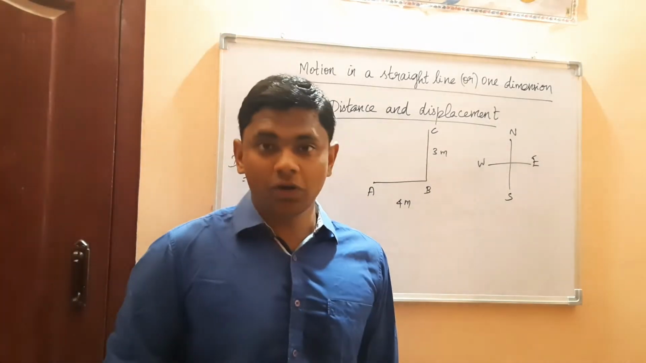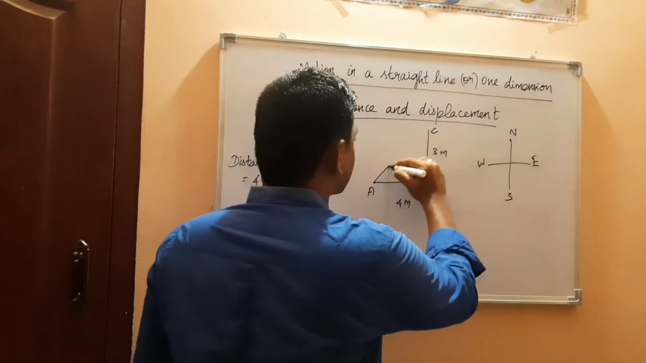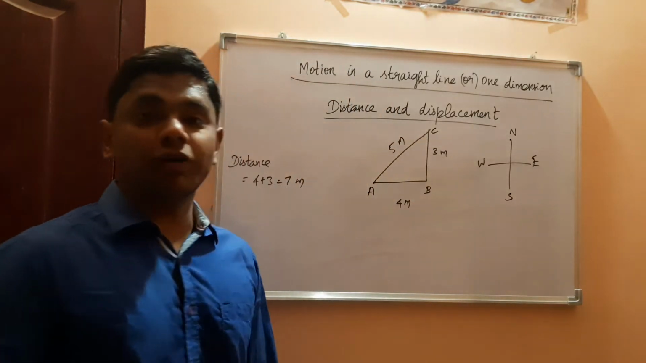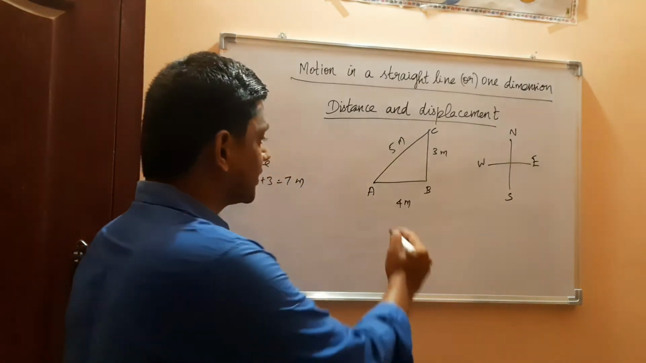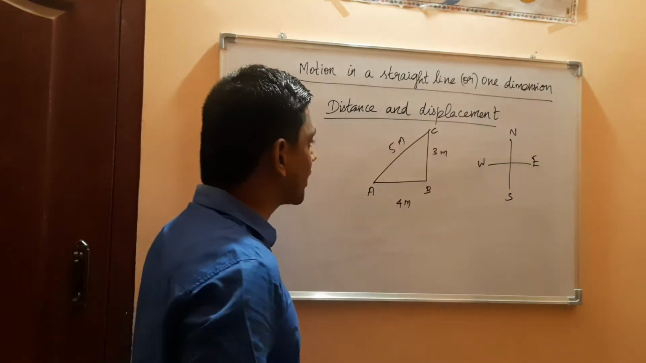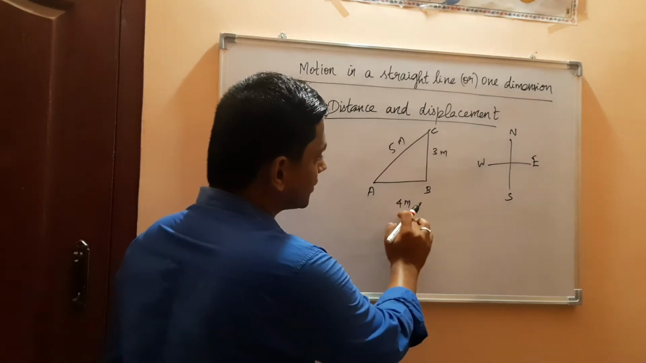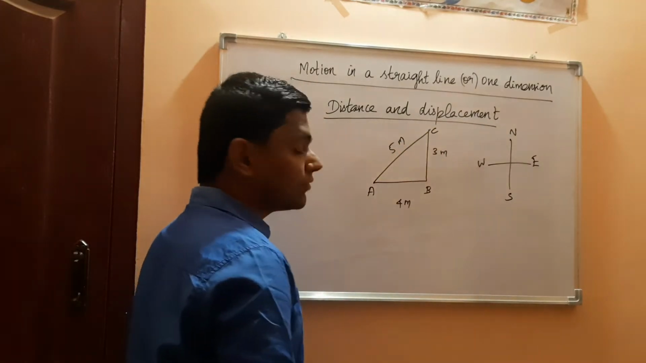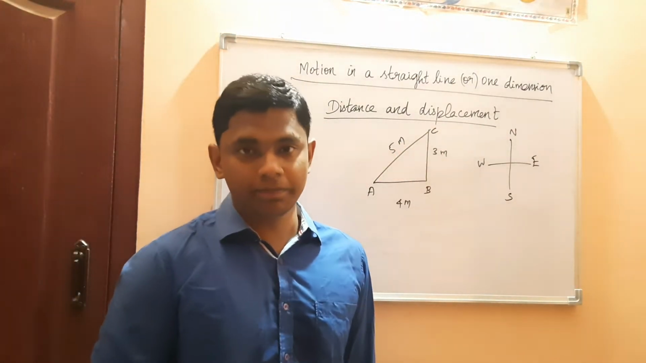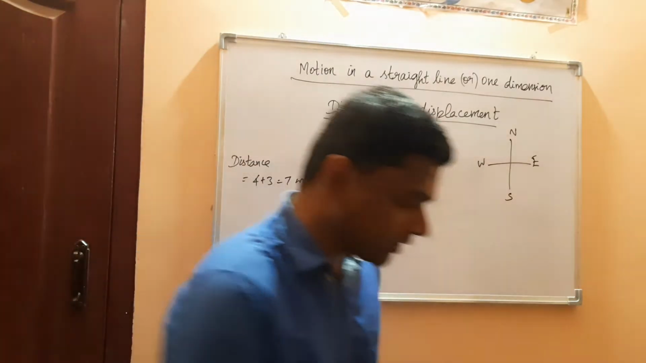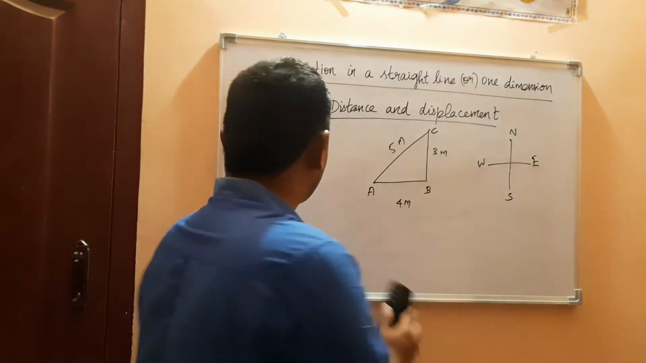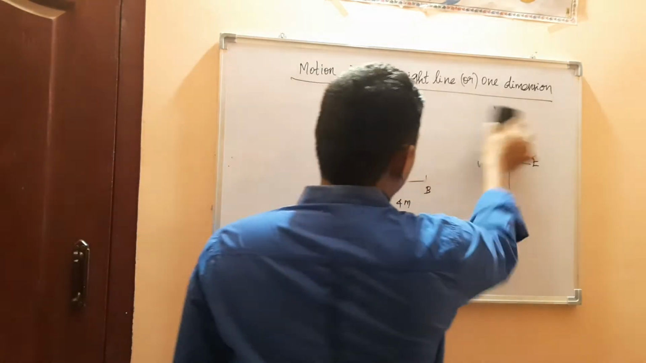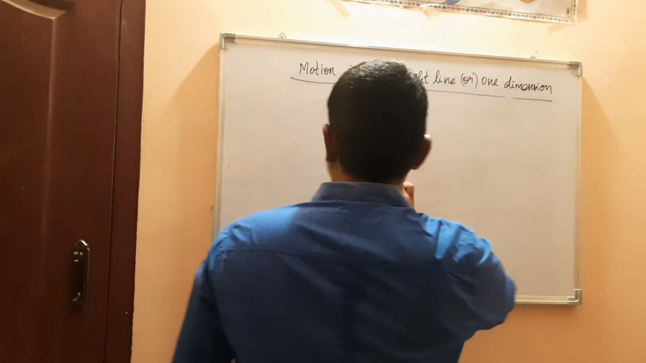What is the displacement of this body? It is the distance AC, which is exactly 5 meter, because here we have taken the direction also into account. So here the total distance travelled is 4 meter plus 3 meter equal to 7 meter. The displacement AC is just 5 meter, which we can calculate using the Pythagoras theorem. This is the difference between distance and displacement. So the main difference is we are incorporating the direction while talking about the displacement.